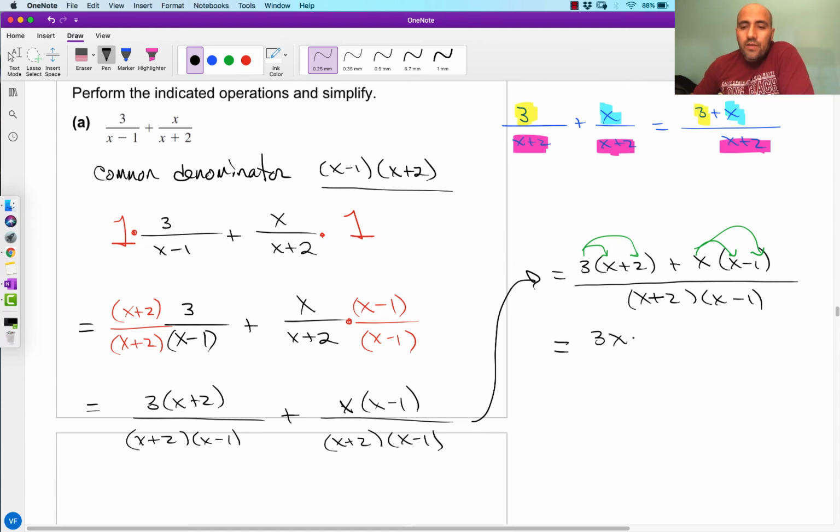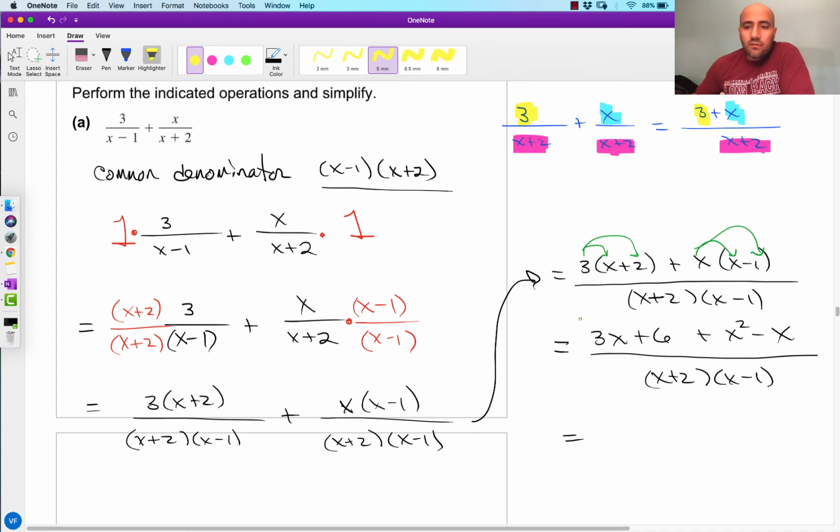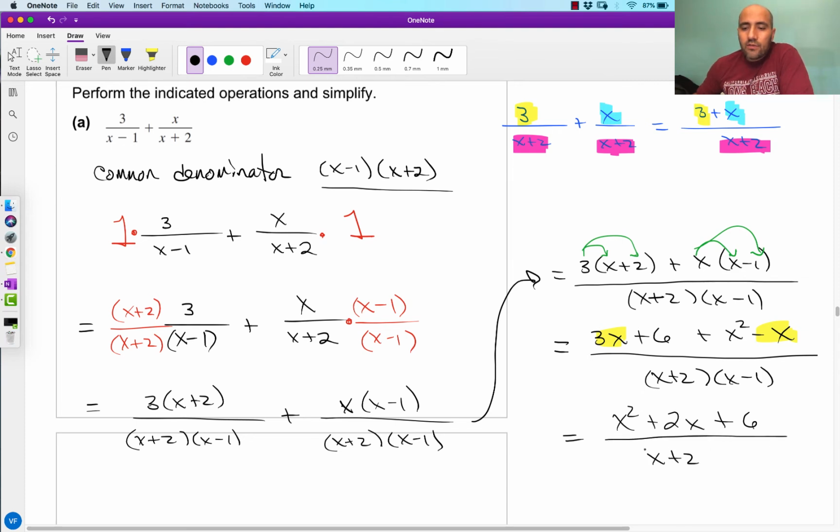So we'll end up with 3x plus 6 plus x squared minus x all over x plus 2 times x minus 1, which then, okay, we have a common denominator here. This term and this term are like terms. They add up to 2x. So this will be equal to x squared plus 2x plus 6 all over x plus 2 times x minus 1.